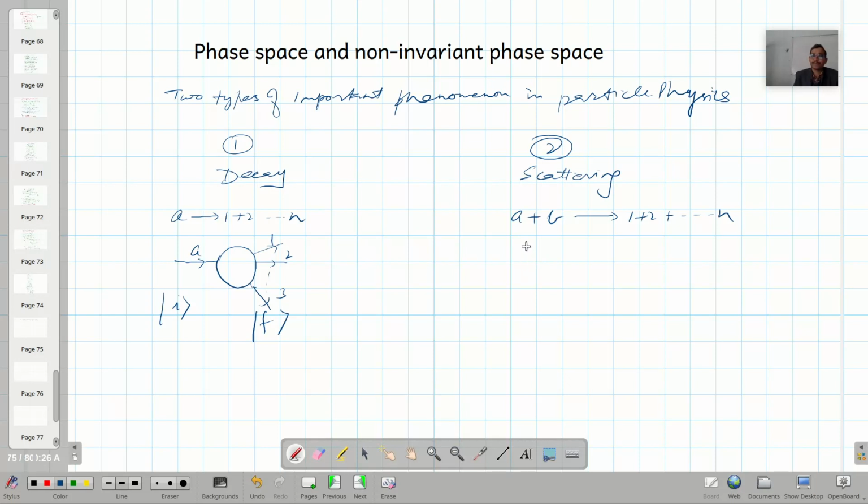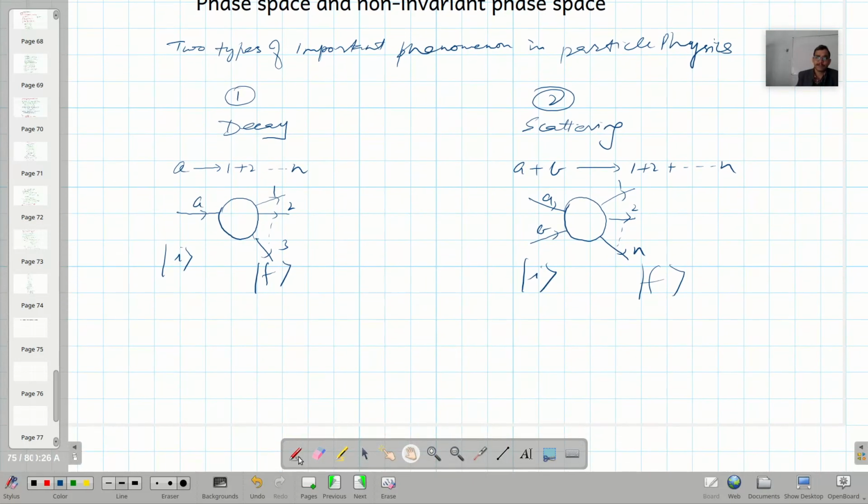Similarly here, these are the two particles A and B. They come closer and interact, and after interaction they give us 1, 2 and so on, different particles, right? 1, 2, n. And here it is also represented by I and F, and I and F represent the initial and the final states respectively, and the final state is a multi-particle state. There are multi-particles there. So let us now define phase space, because phase space is relating to the final outcome, as we will discuss in this lecture.